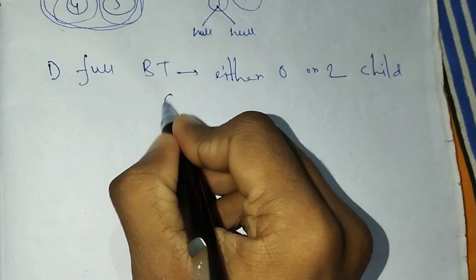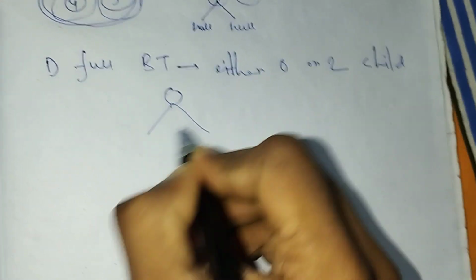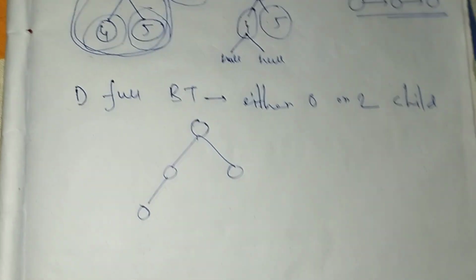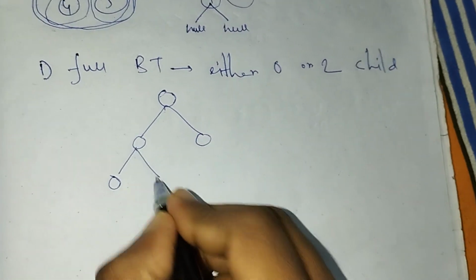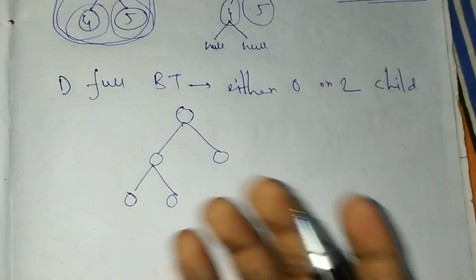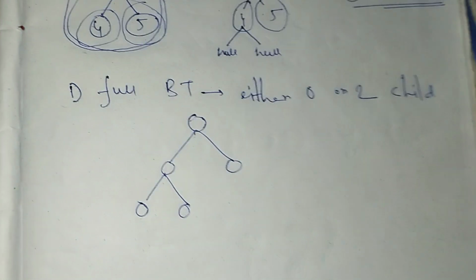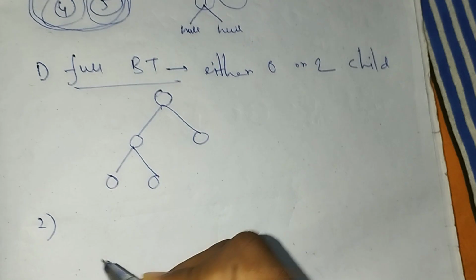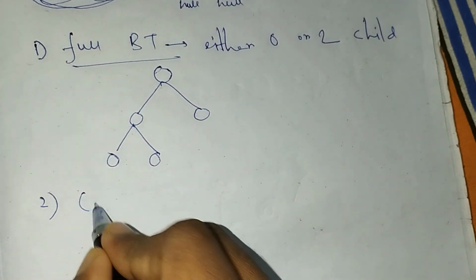You get the point? This is a node, and it can have only 2 or 0 children. Something like this is not possible, this will be wrong. You have to have 2 or 0. 0 is fine, but you cannot have only one child from a node. I think this is very simple, so I won't explain it much. So now the second one is complete.